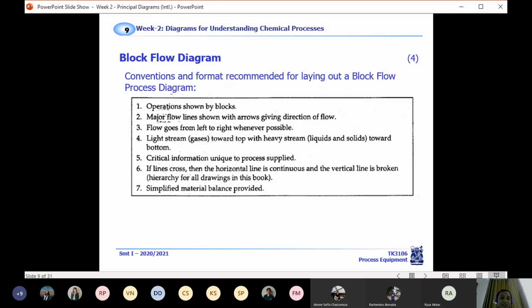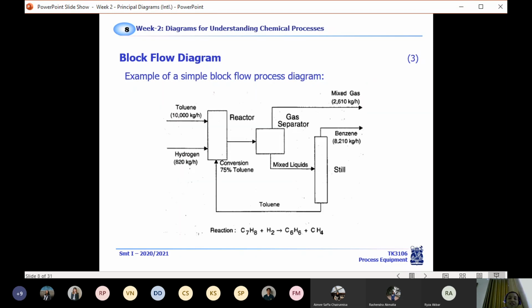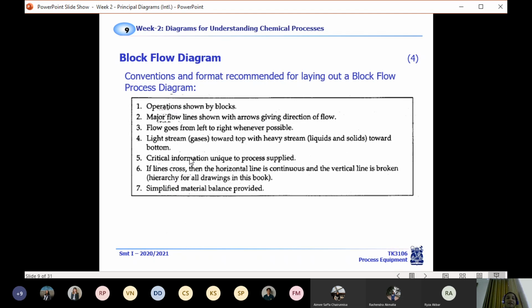Critical information or unique information has to be supplied in this. For example, this is the important information: the flow rate of the toluene, and the flow rate of the product benzene, which is 8,000 something. Okay, and if lines cross, then the horizontal line is continuous and the vertical line is broken.